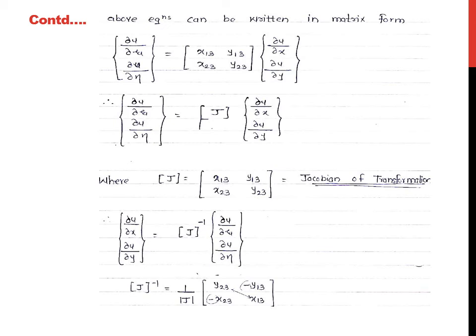J inverse is equal to 1 upon the determinant of J, times the matrix with first row y23, minus y13, and second row minus x23 and x13. And remember here, what is x13? It is x1 minus x3, y13 is y1 minus y3, x23 is x2 minus x3, and y23 is y2 minus y3.